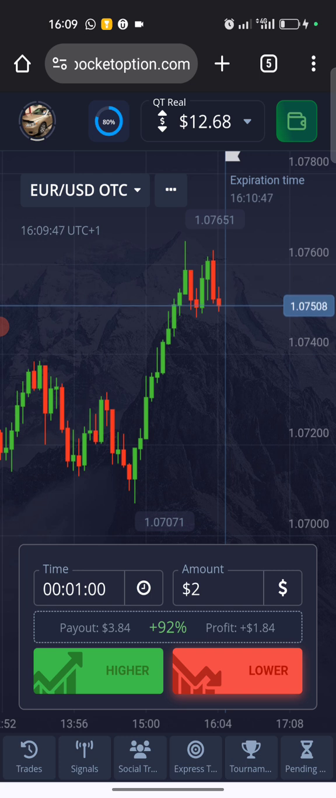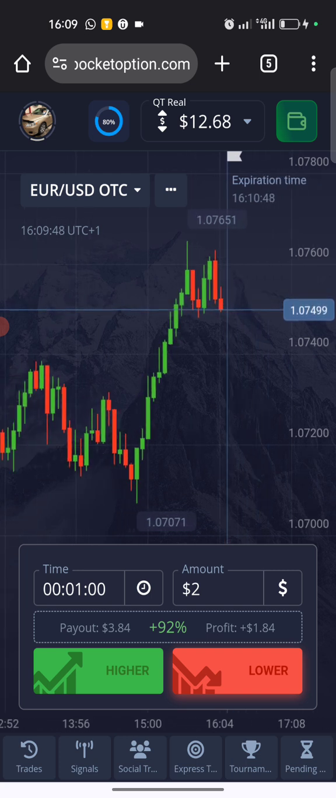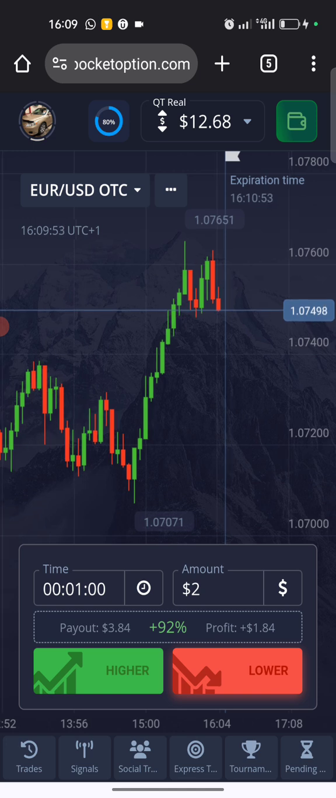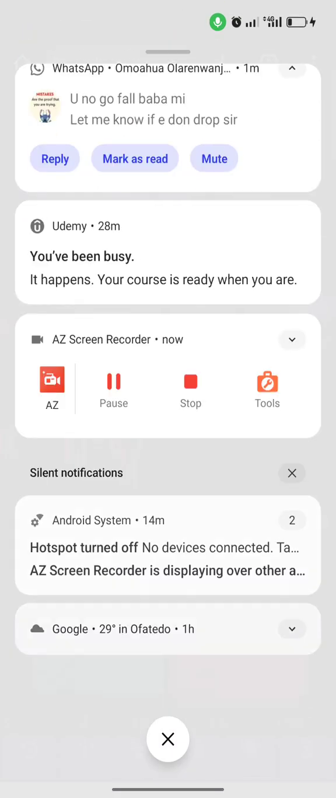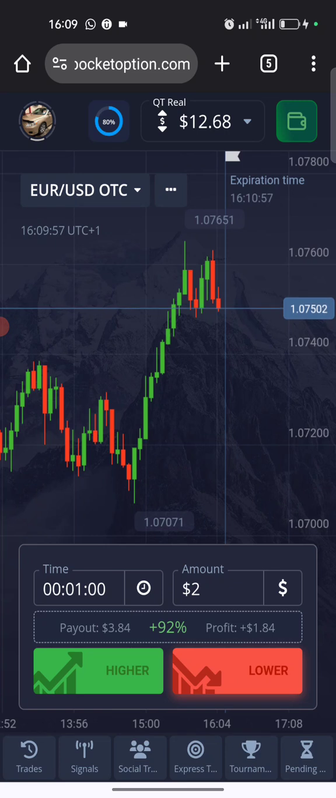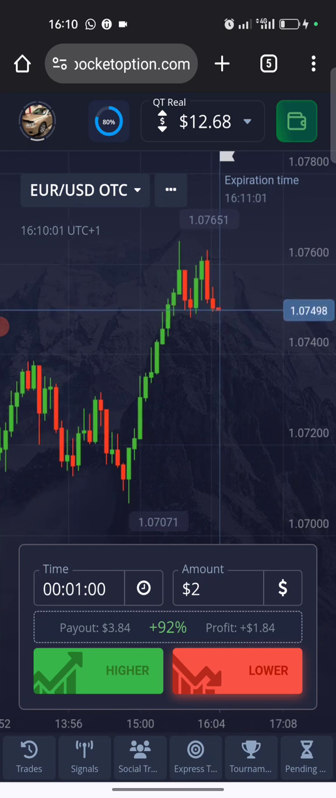So what I want to show you here is the interface of the Pocket Option account and how it is. Let's go right to it immediately. So this is how the interface of the account is. Pocket Option is a broker where you trade binary.